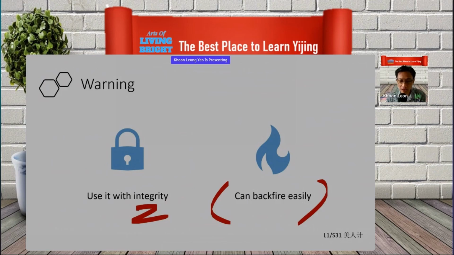Okay, good. So far, any questions? Do you know how to use 美人计 now? There are certain conditions. Having a pretty lady does not automatically mean it's a 美人计.